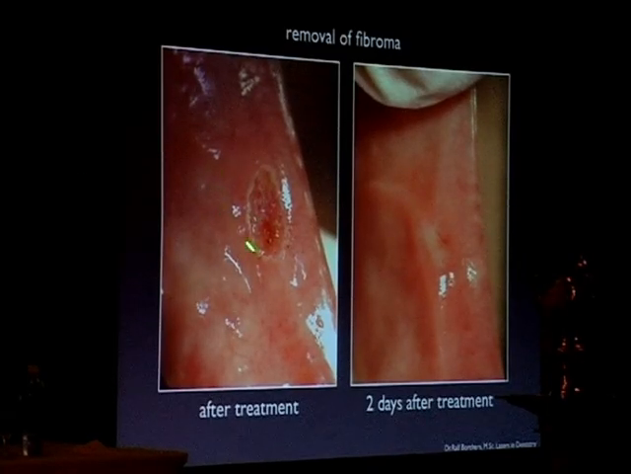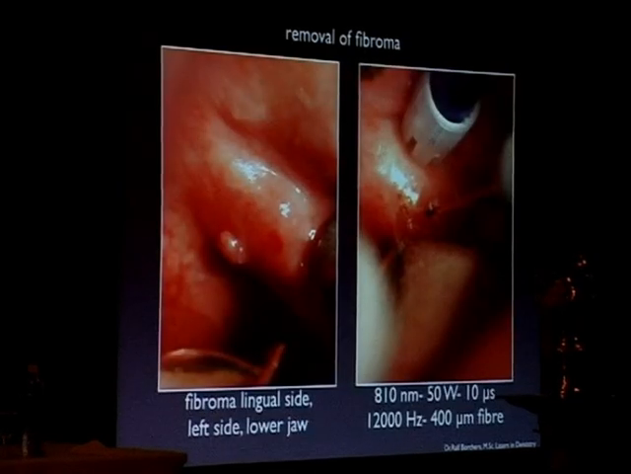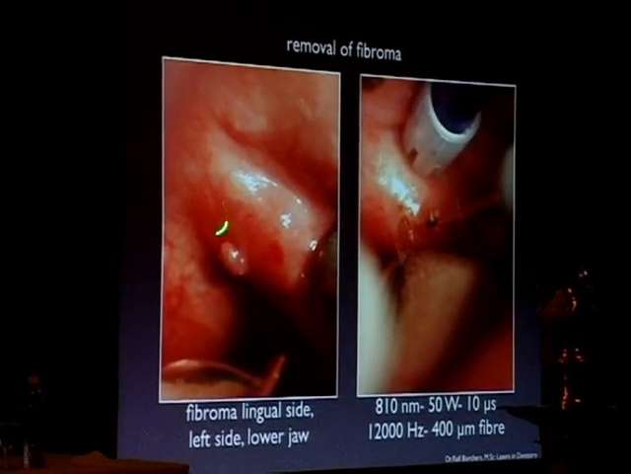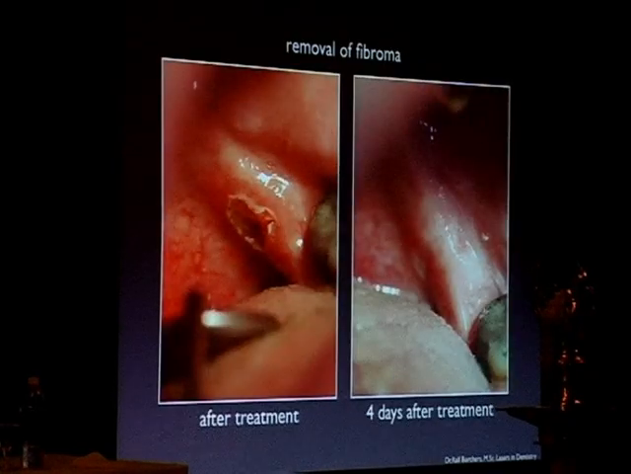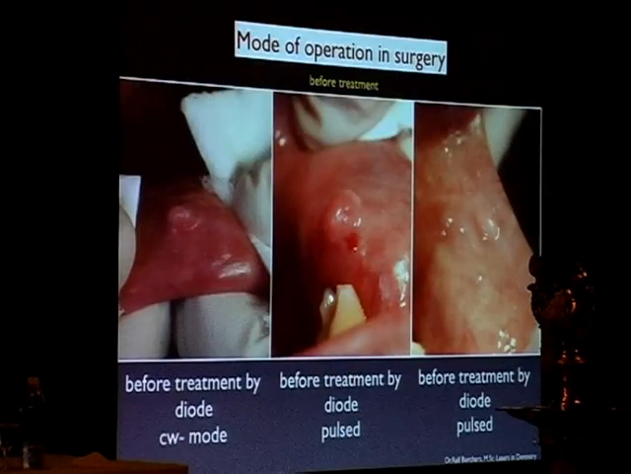So you have no brownish areas. It's just looking like cut with a scalpel, but without any bleeding. And there's a faster healing time if there's no carbonization. This is done again with the powerful 810 with 50 watts, directly afterwards, 4 days after treatment.